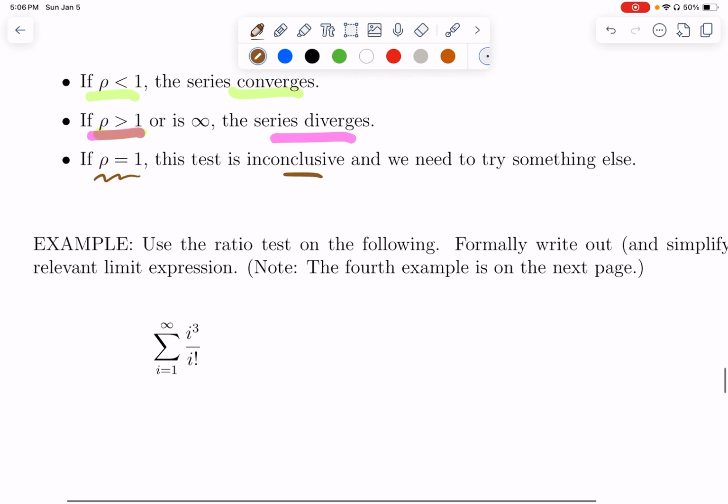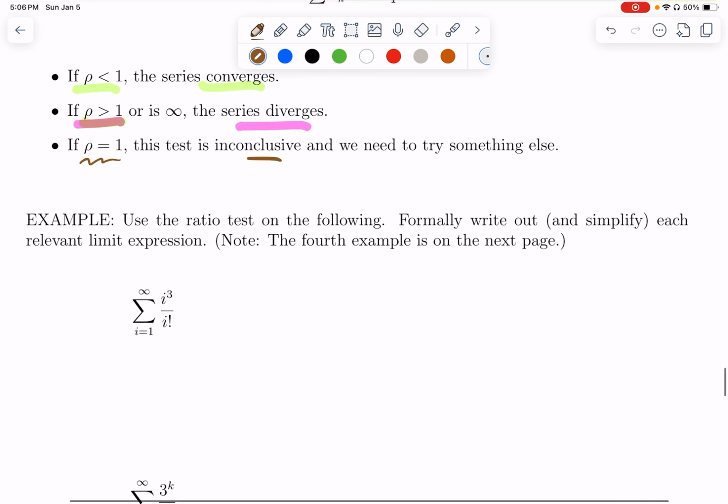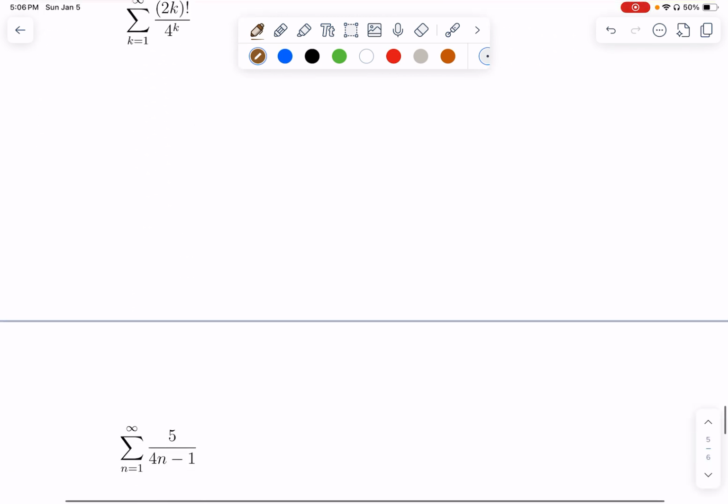So let's try these examples. And for this specific test, the ratio test, do practice formally writing out what is the limit of the ratio between consecutive terms. This is the test that is likely to come up on the free response section because it can be done in a very deliberate way and you can show your steps fairly easily. So hit pause and try these four.